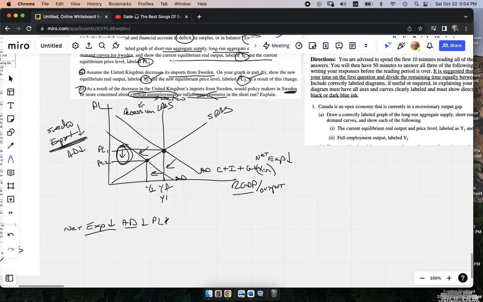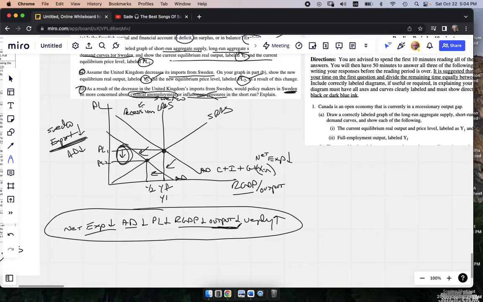That means the price level is going to go down. Real GDP goes down. Output goes down, same thing as real GDP. Therefore, unemployment always goes in the opposite direction of output. It's got to go up. This is sort of our causal chain of thinking here. This is most of our multiple choice questions.